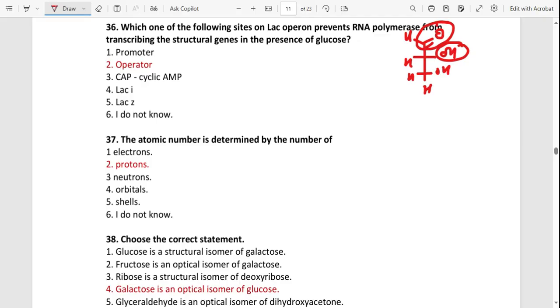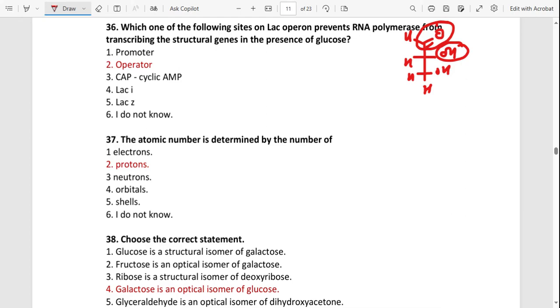Which of the following sites of the lac operon prevents RNA polymerase from transcribing the structural gene in the presence of glucose? So I can talk about the lac operon a bit so that you can understand what we refer to when you are discussing this lac operon.